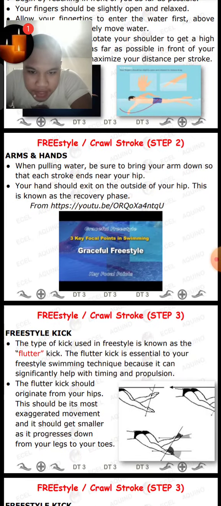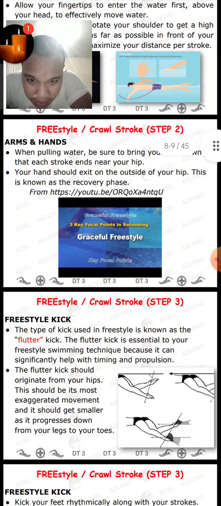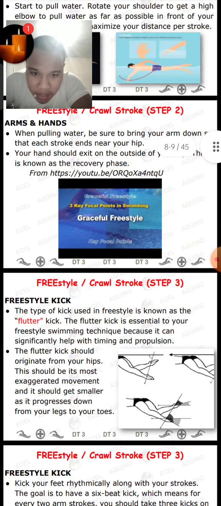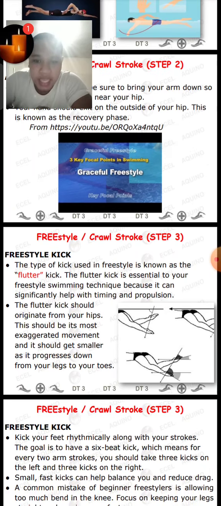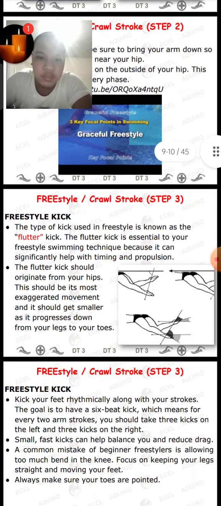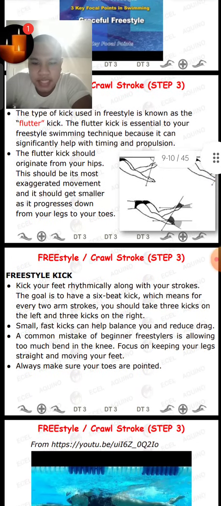Next, freestyle kick. The type of kick used in freestyle is known as the flutter kick. The flutter kick is essential to your freestyle swimming technique because it can significantly help you with timing and propulsion. The flutter kick should originate from your hips. This should be its most exaggerated movement, and it should get smaller as it progresses down your legs to your toes.